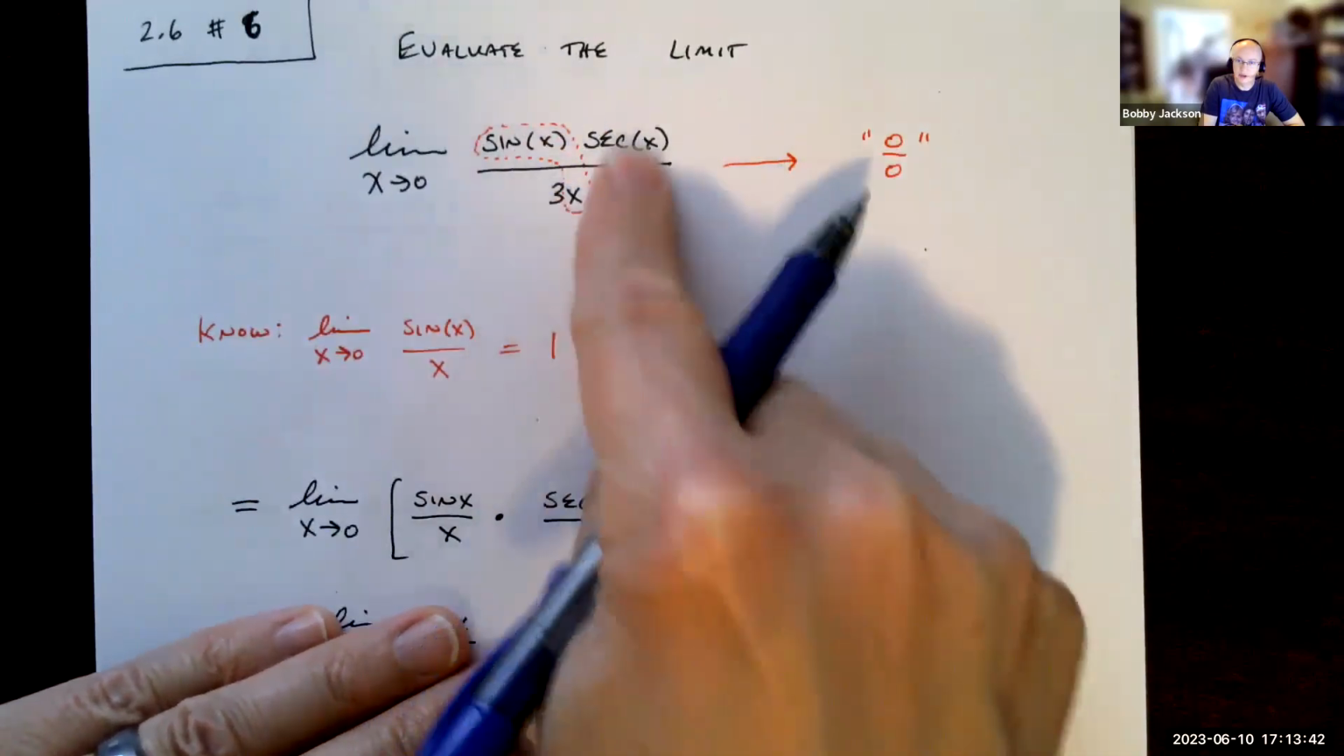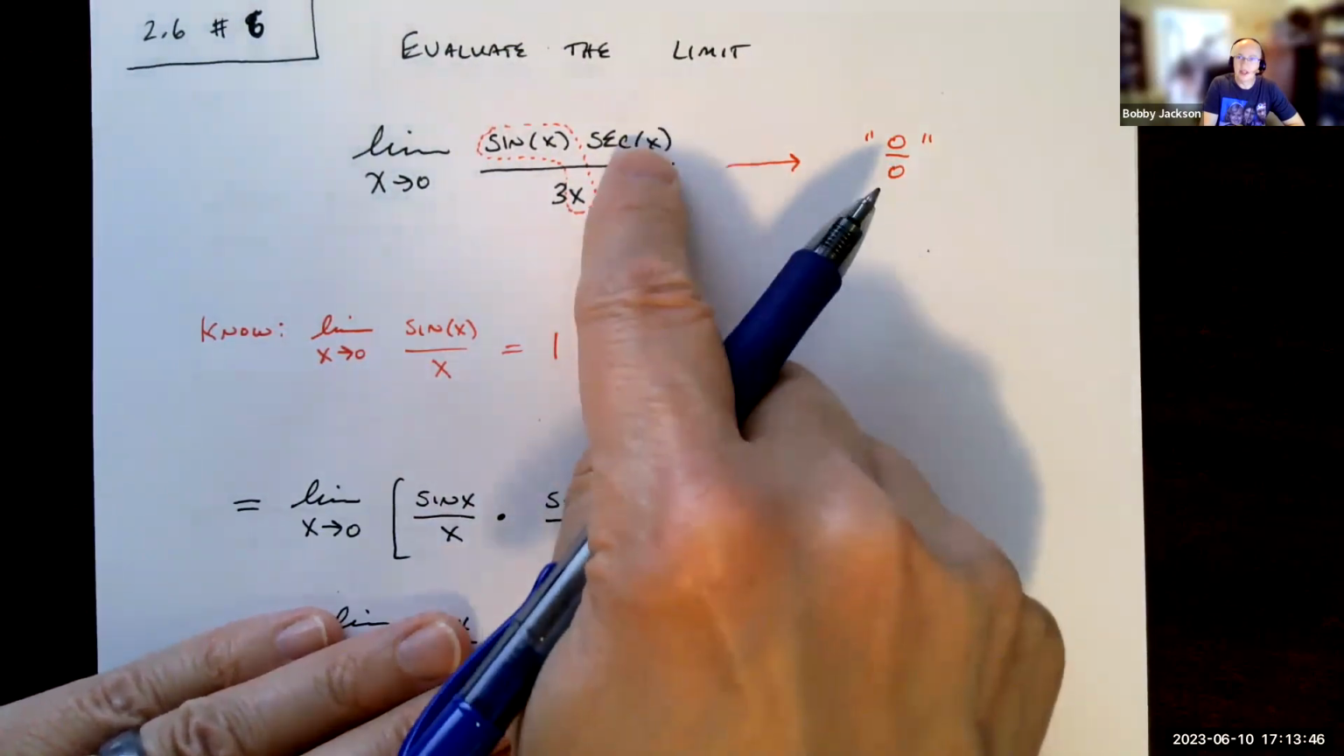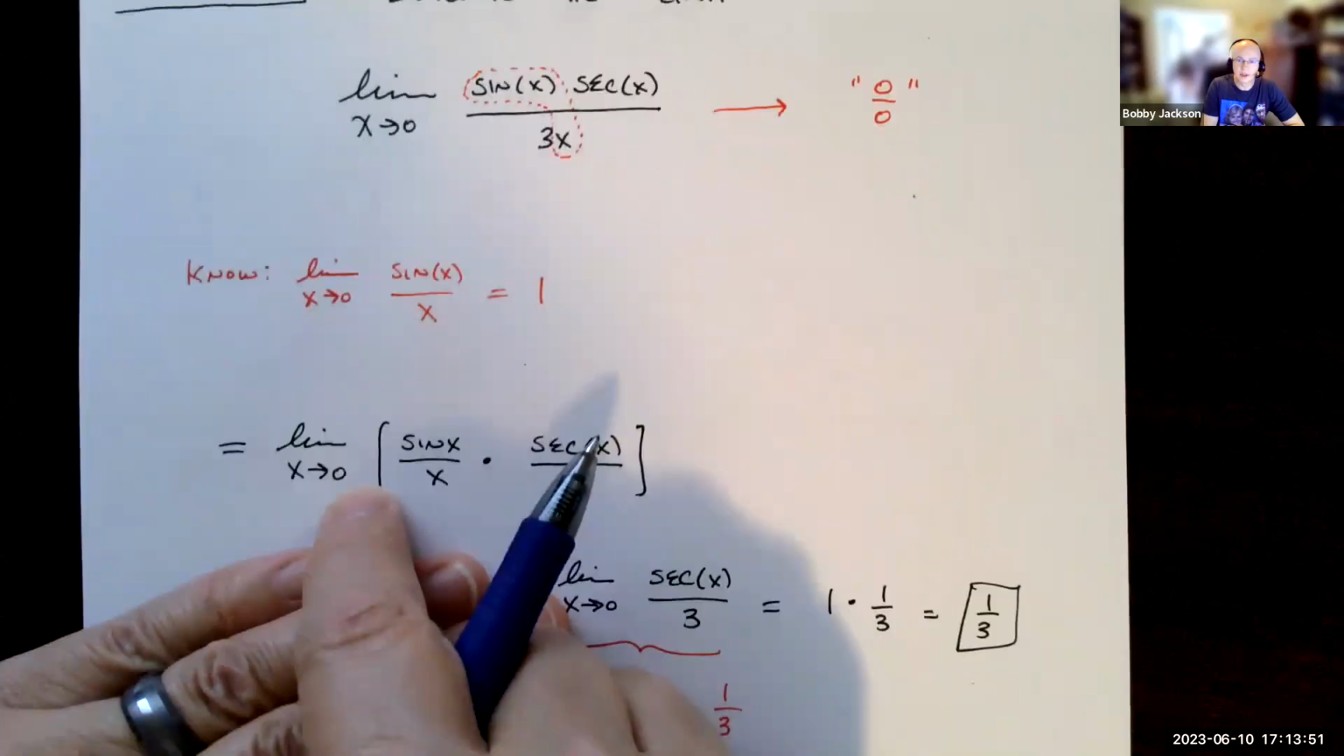I'm going to break this function into a product of two functions, right? So I've got sine x over x, and what's left? Secant x over 3, okay? So I've just rewritten this is all. I'm still taking the limit as x approaches 0.